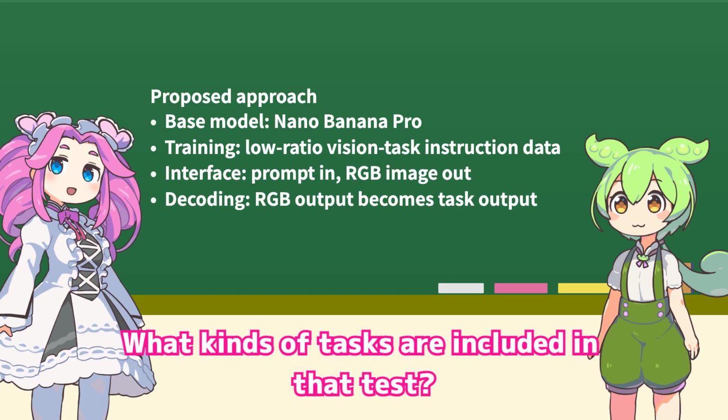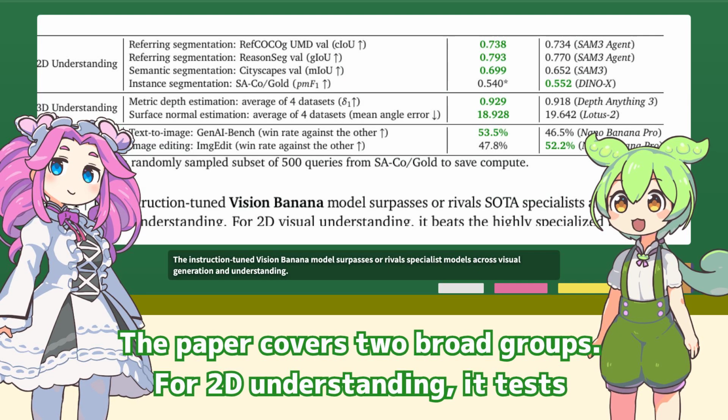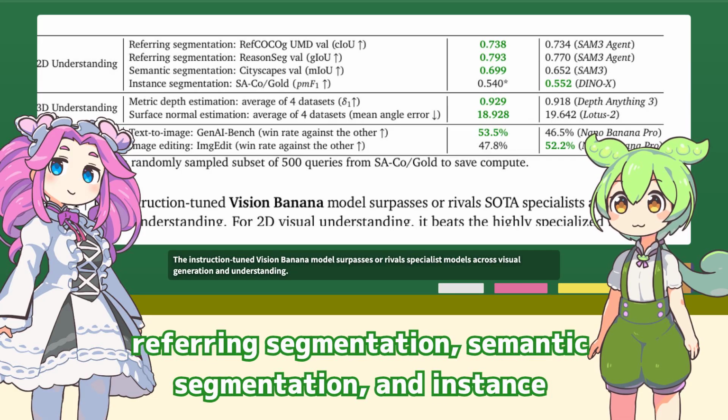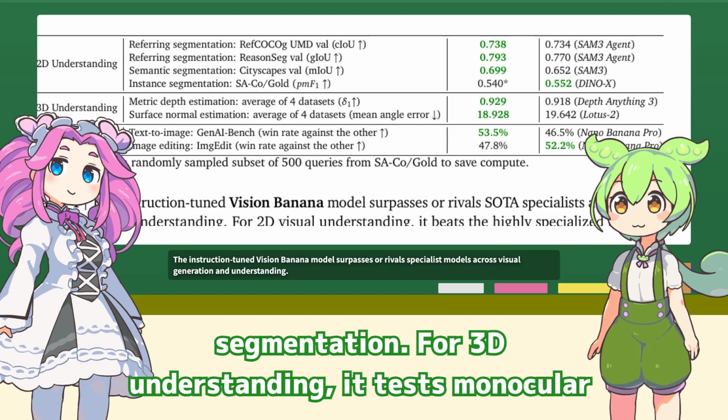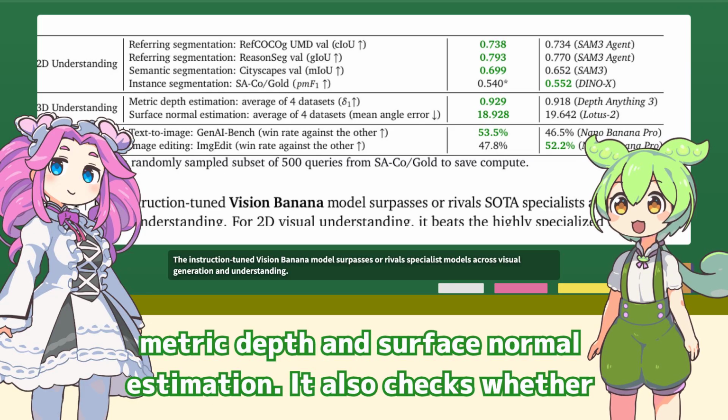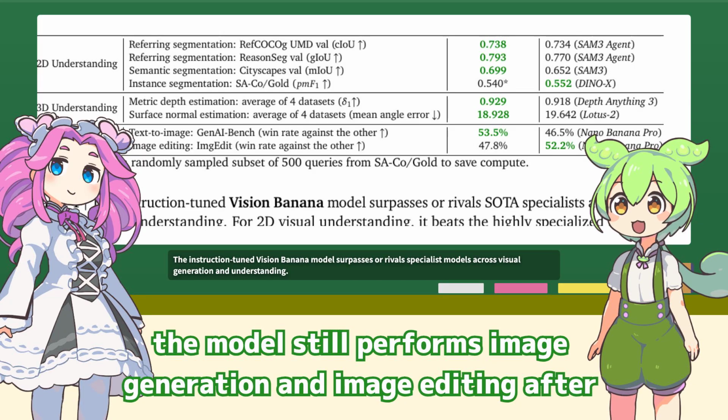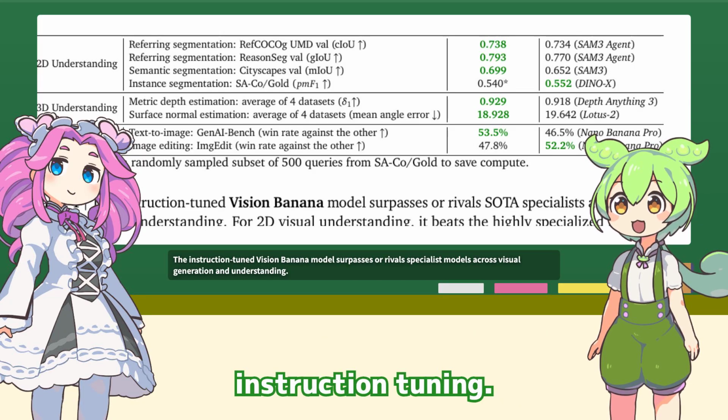What kinds of tasks are included in that test? The paper covers two broad groups. For 2D understanding, it tests referring segmentation and semantic segmentation. For 3D understanding, it tests monocular metric depth and surface normal estimation. It also checks whether the model still performs image generation and image editing after instruction tuning.